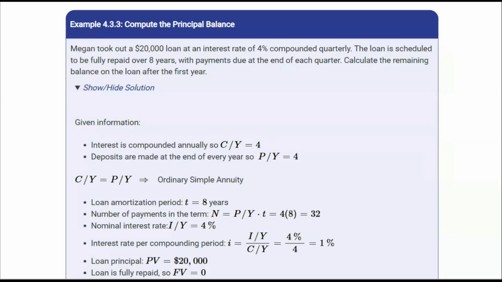All right, let me take an example, right? So the person took a loan, $20,000. The loan is compounded quarterly, 4%. The interest rate is 4% per year, but it's compounded quarterly. The loan is scheduled to be repaid over 8 years, right? With payments due at the end of each quarter.